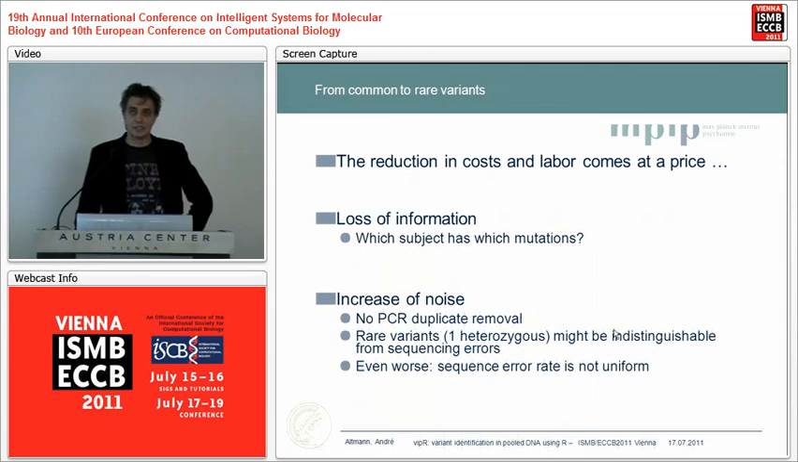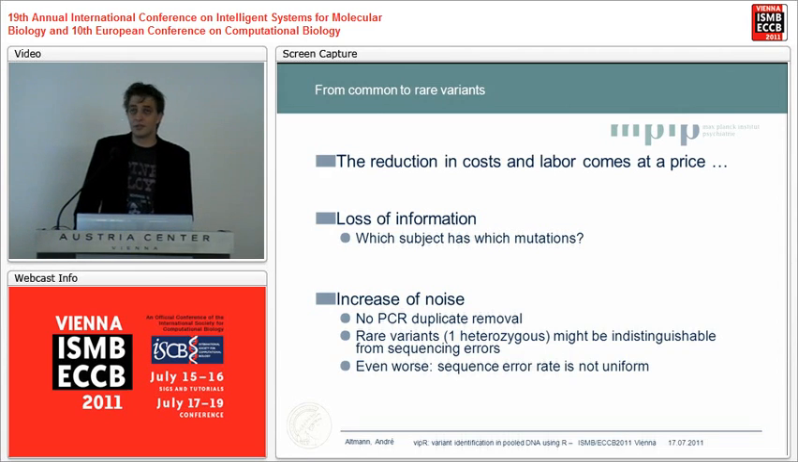Of course, the reduction in cost and labor comes at a big, big price. So first of all, it's a loss of information. By doing this, we don't know anymore which subject has which mutation. For lots of studies, this is pretty crucial, but not so much if you just want to screen for rare variants, if you just want to discover. So it's not a big problem for us.